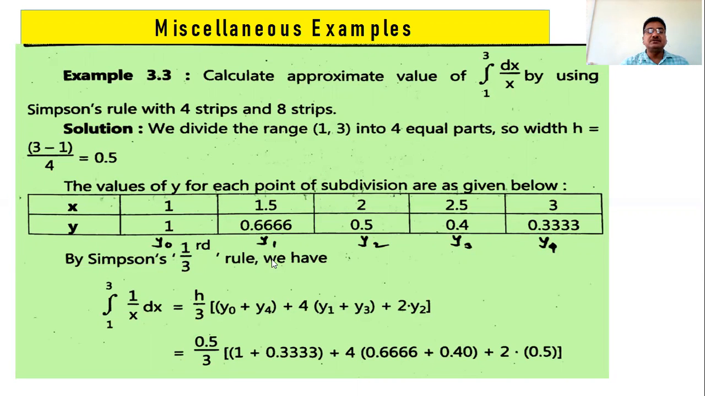Then write Simpson's one-third rule for this problem. That is, integration from 1 to 3 of 1 by x dx, that is integration a to b of f(x) dx, is equal to h by 3 in bracket: first value of y plus last value of y, that is y0 plus y4, plus 4 times the odd suffix terms, that is y1, y3, except first and last, and 2 times the even suffix terms, addition of even suffix except first and last. So there is only one with even suffix, y2, so 2 into y2, and then substitute the values and find the answer.